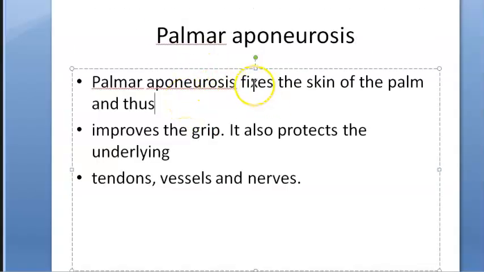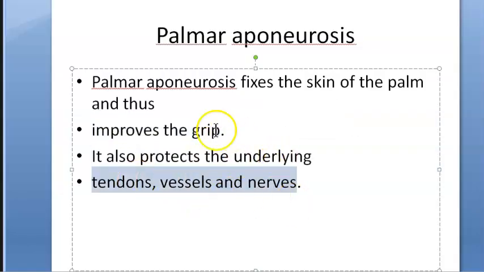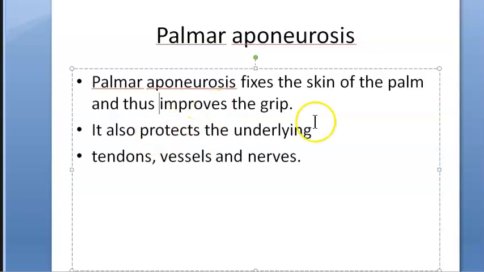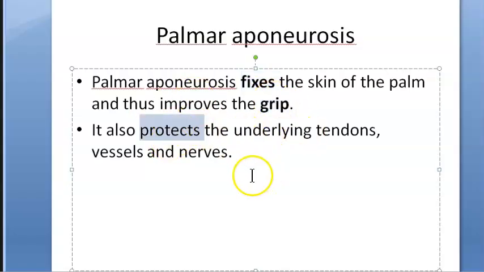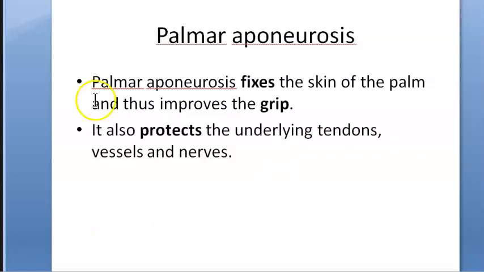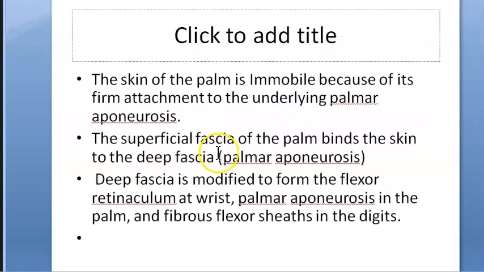Okay, so what is the function? It fixes the skin of the palm and thus improves your grip. So when you hold something, just hold something in front of you and see if your palmar aponeurosis helps you hold it. Okay, it also protects the underlying tendons, vessels and nerves. Only these three things are there under it. So it fixes the skin, improves the grip, protects the underlying structures. Who is doing all this? Aponeurosis. I can't believe it. Okay, deep fascia. It's a central part of the deep fascia.